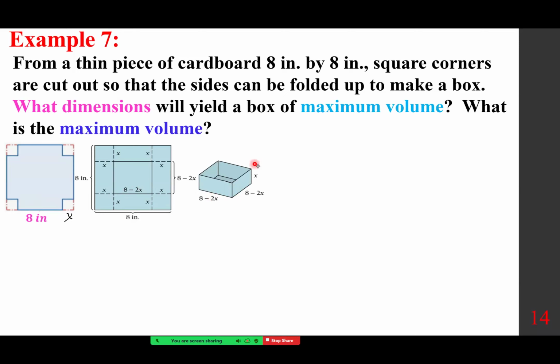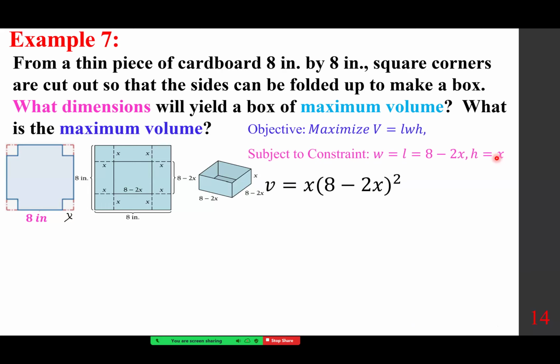So the objective is to maximize the volume, which is the length times the width times the height, because this is a rectangular solid. Subject to the length and the width are identical to 8 minus 2x, and the height is x. And now you can replace this with what you have here, results in the volume being x times the quantity 8 minus 2x squared.